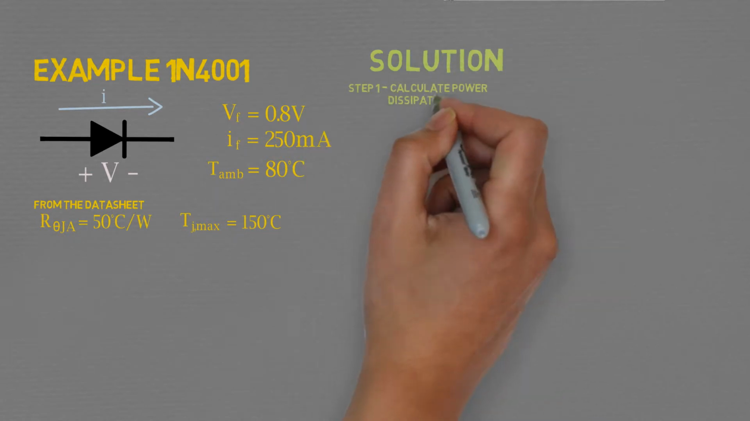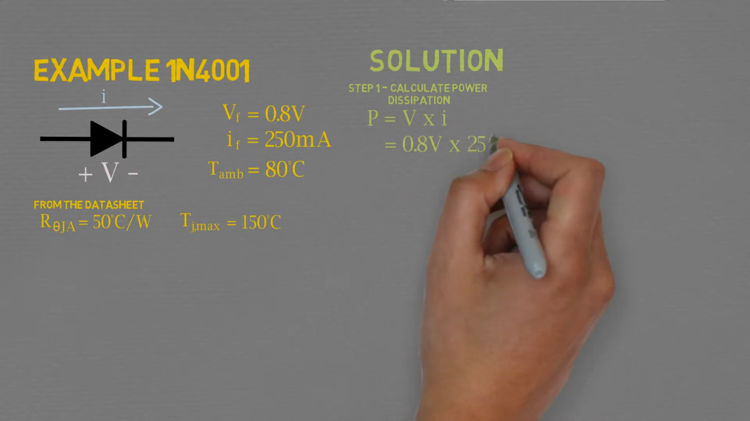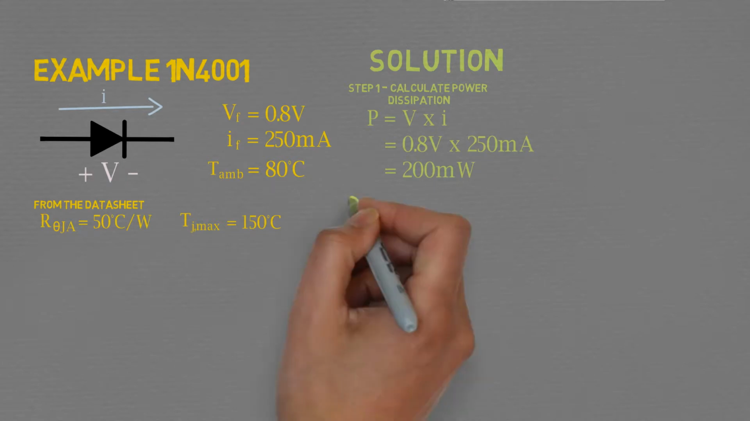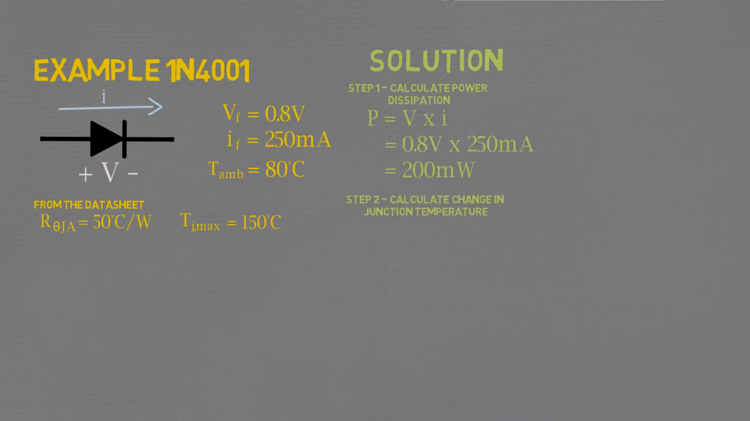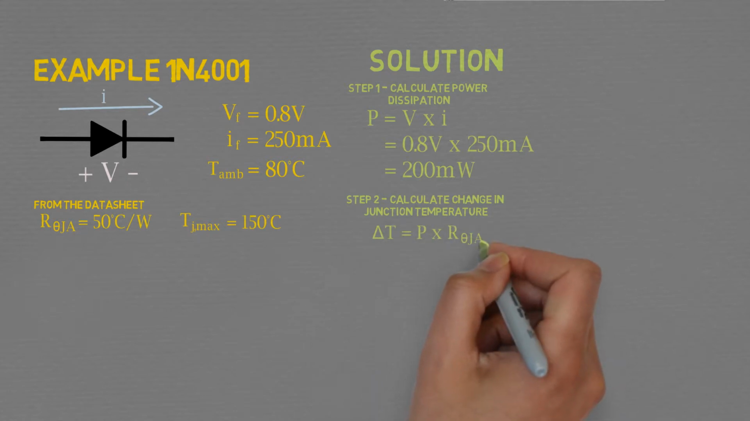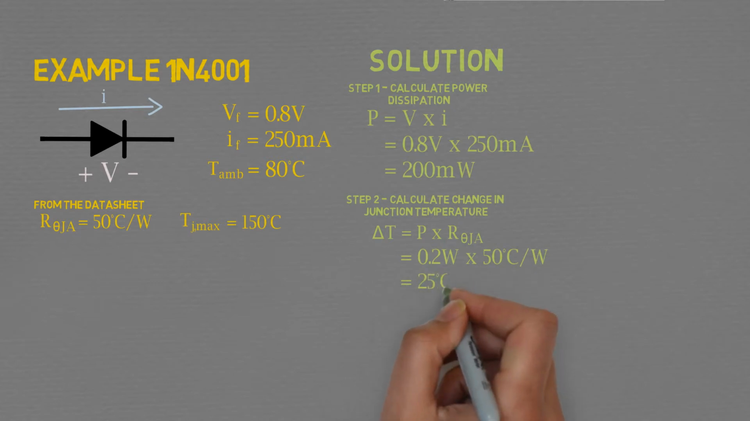Step 1, we'll calculate the power dissipation of the diode. P is equal to V times I, which is equal to 0.8 volts times 250 milliamps, which is equal to 200 milliwatts. Step 2, calculate the change in the junction temperature of the diode. Change in temperature is equal to the power times the thermal resistance, which is 0.2 watts times 50 degrees Celsius per watt, which is equal to 25 degrees Celsius.